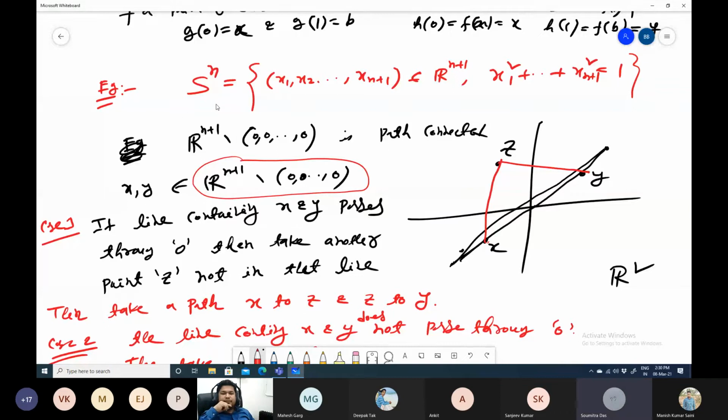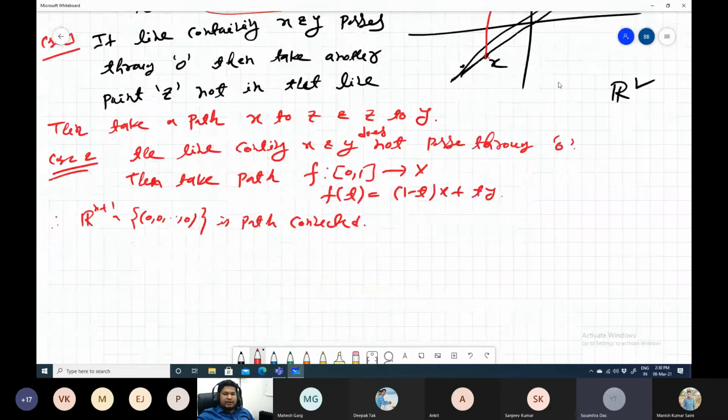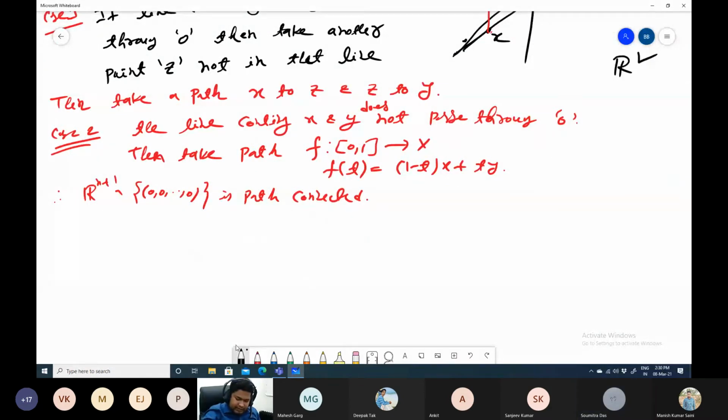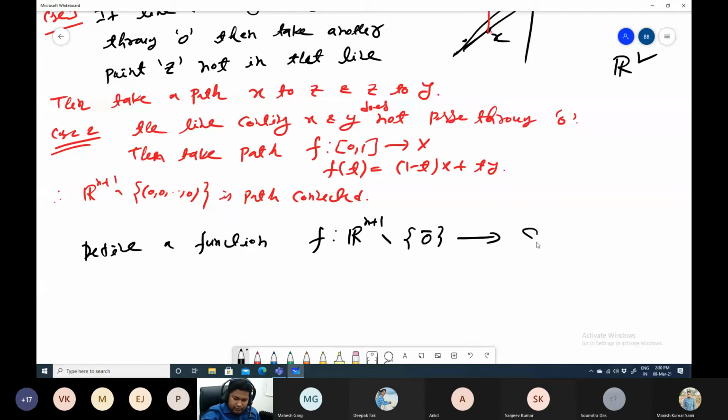x1, x2, ..., xn. I define the function f such that f of (x1, x2, ..., xn) equals to (x1 by root over summation xi square, x2 by root over summation xi square, ...). एग्जैक्ट. तो हमने क्या करना है? जस्ट नाउ define a function f from R^(n+1) minus 0 to Sn defined by f of x bar equal to x bar by norm of x bar.